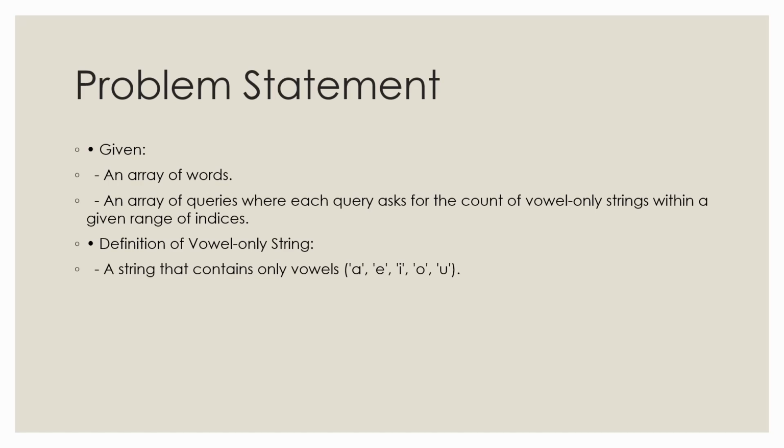Let's start with the problem statement. We are given an array of words and an array of queries. Each query asks you to find the count of vowel-only strings within a specific range of indices. A vowel-only string is a string that contains only vowels, the characters A, E, I, O, and U. Our task is to determine how to efficiently handle multiple queries on this list of words.